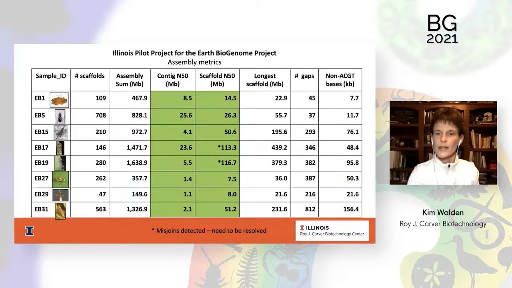The 8 assemblies from this pilot project all meet the Earth BioGenome Project guideline of contig N50 greater than 1 megabase and scaffold N50 greater than 5 megabases. In the case of EB29, a haploid male braconid parasitoid wasp, the main assembly is likely composed of entire chromosomes. We have detected several scaffold misjoins that artificially inflate the N50 values in 2 samples, and these will be corrected when additional funding is secured.